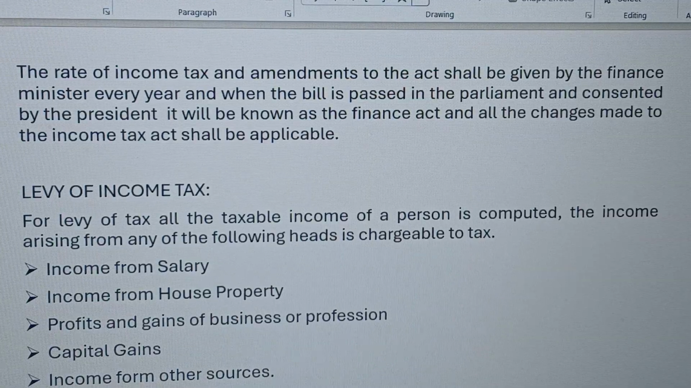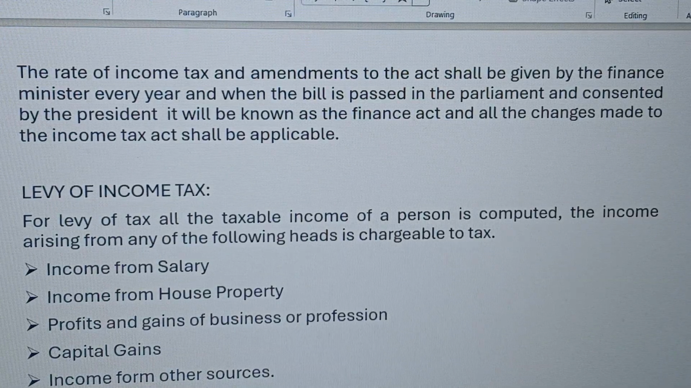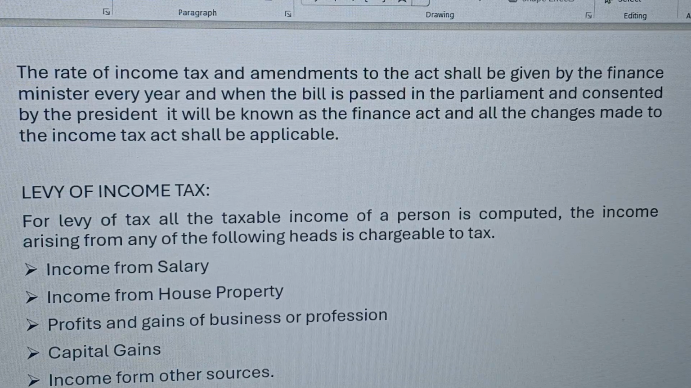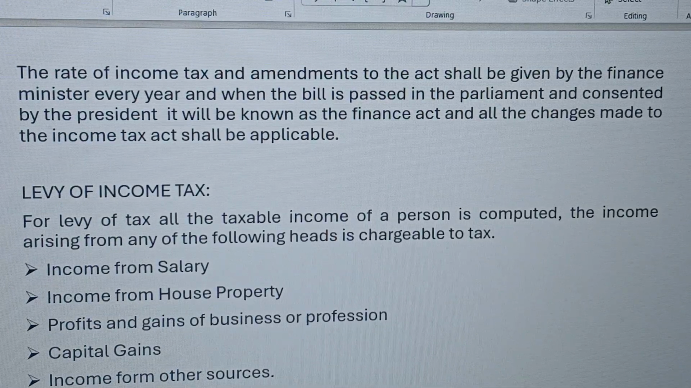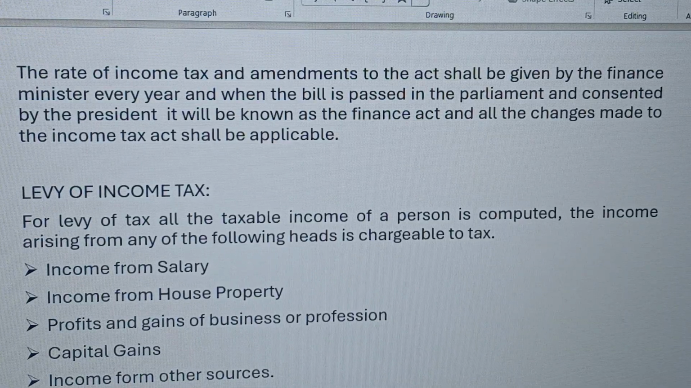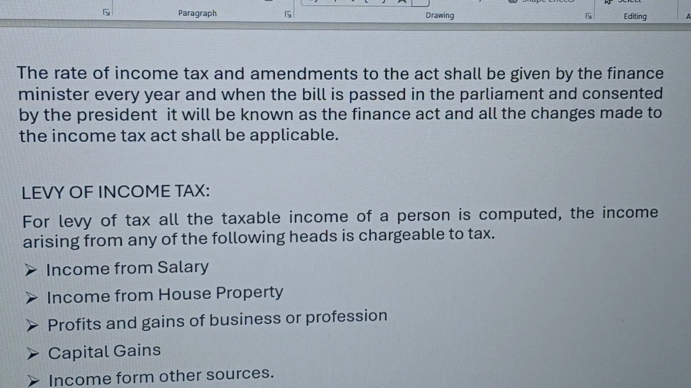Then income from house property. Income from house property is the second head of income, that is rent received from different houses provided on a rental basis. Whatever income is earned from the houses provided for rent, that income is considered as income from house property.